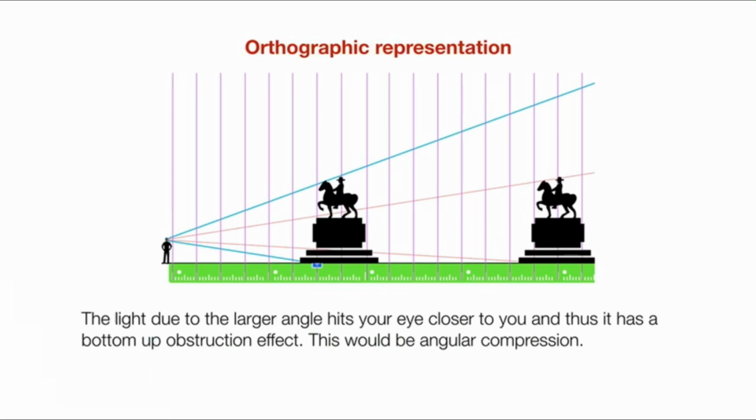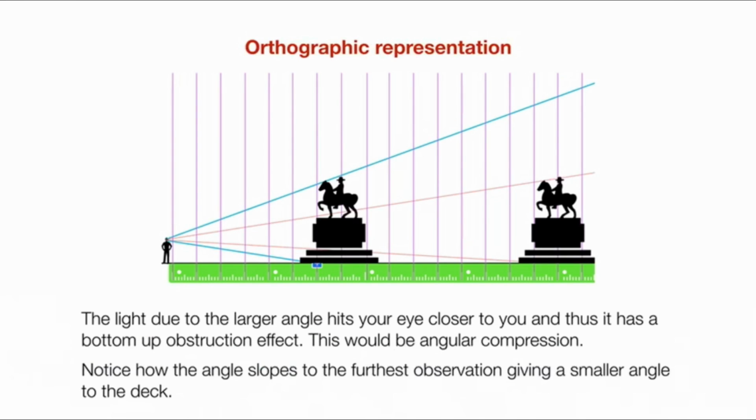The light, due to the large angle, hits your eye closer to you, and thus it has the bottom-up obstruction effect. This would be angular compression. Yes, if you see the blue triangle, that's the larger angle to the closest object. If you look at the red triangle to the furthest object, it's still the same object, it's just got a smaller angle. So what happens is the larger object would block the smaller object at the back, which is self-explanatory.